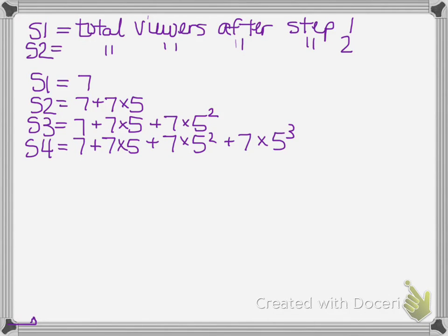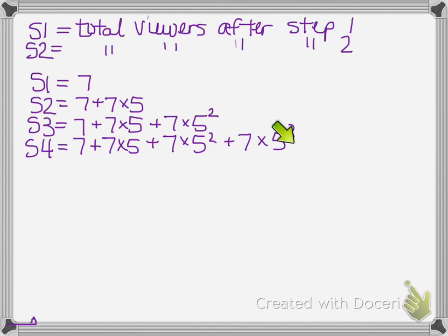Okay, so we're going to use some shorthand for some of these steps. I'm going to use S1 to refer to the total number of viewers after step 1. S2 would be the total number of viewers after step 2, and so on. So step 4 is right here. It's 7, the original viewers, plus 7 times 5, plus 7 times 5 squared, plus 7 times 5 cubed.